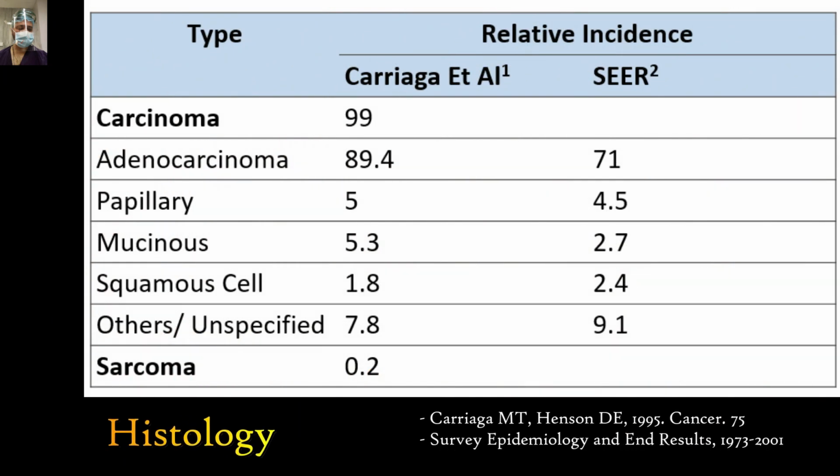The main histology variants of the gallbladder cancer will be papillary, mucinous, squamous, or unspecified, out of which papillary will be somewhere around 5%, and most of the time it is adenocarcinoma.